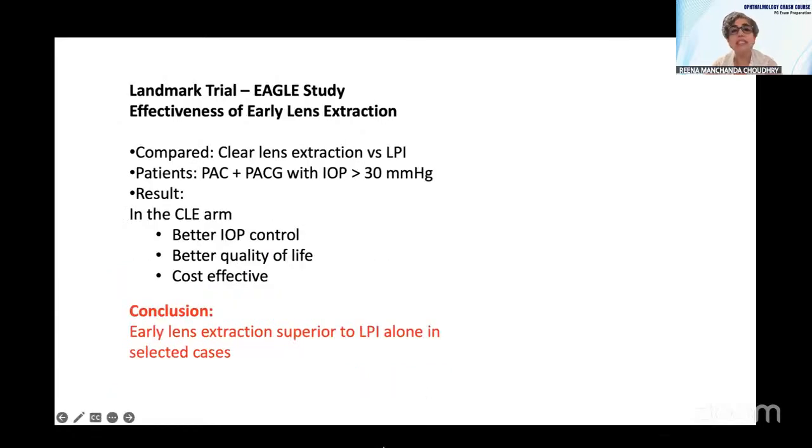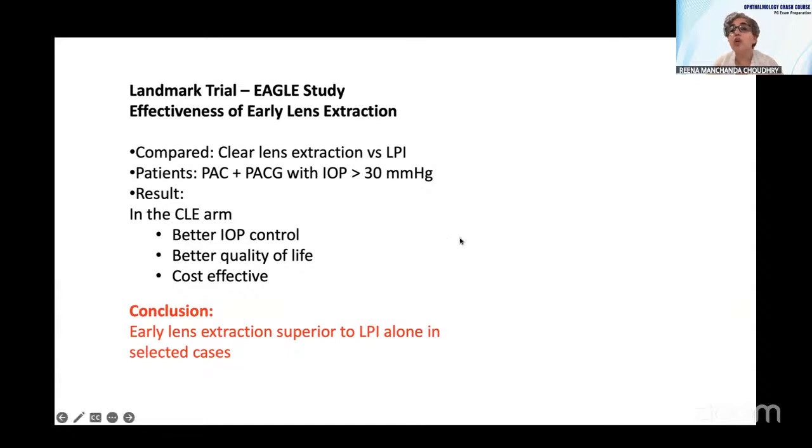What about the EAGLE study, which is the effectiveness of early lens extraction? Now, this again, as we mentioned, the lens has become critical to the pathogenesis of angle closure disease. So they looked at whether lens removal can be beneficial in eyes with angle closure. So they took patients where the eyes had either a PAC or a PACG and the pressures were above 30 at baseline. They subjected them either to a clear lens extraction or laser peripheral iridotomy, followed by the medical treatment as the routine that we all follow.